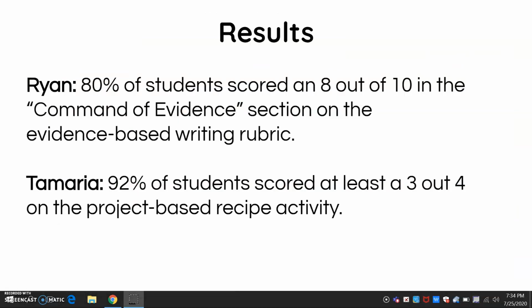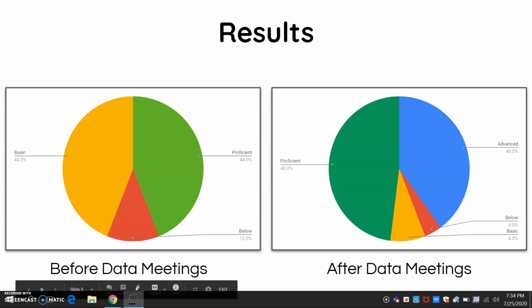And just a quick look at our results. 20 out of 25 students met my goal of receiving an 8 out of 10, which was exactly the number that I needed. 20 out of 25. That's what I was looking forward to. And Tamaria's goal, her SMART goal, 92% of students scored at least a 3 out of 4 on the project-based recipe activity. Here are the students' results before and after data meetings.